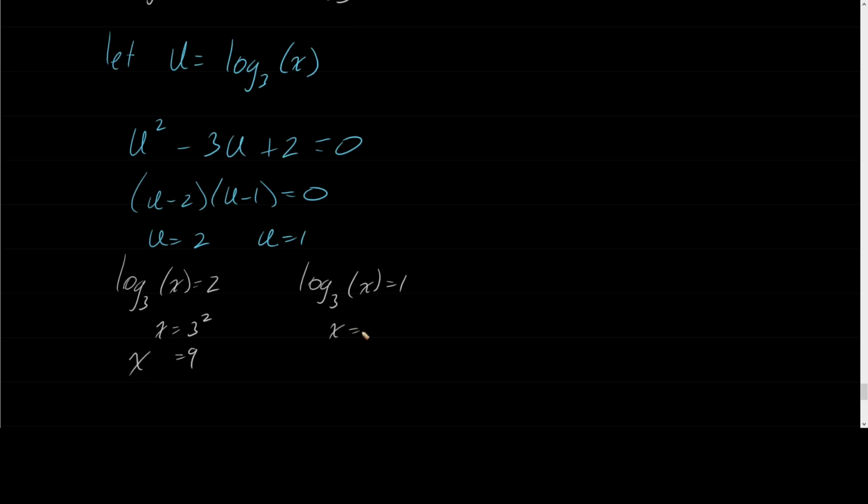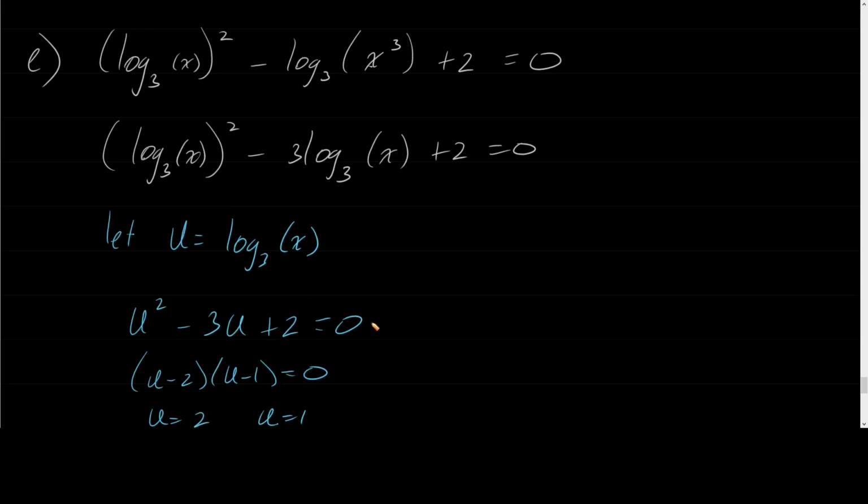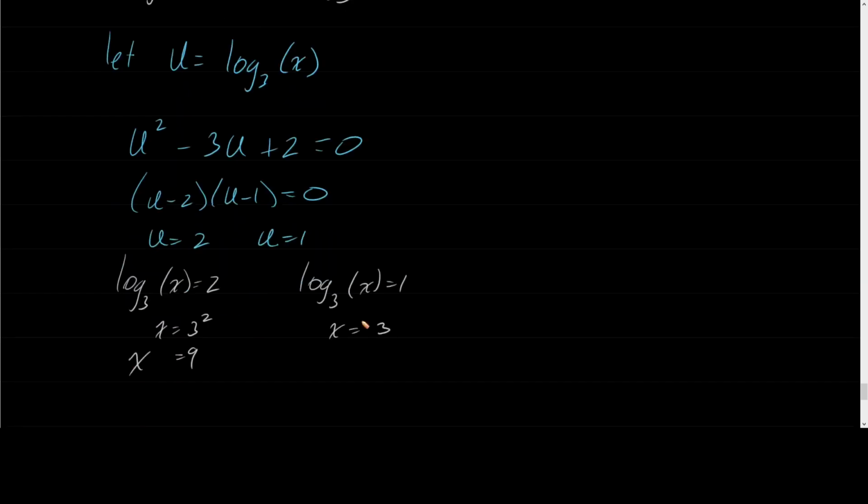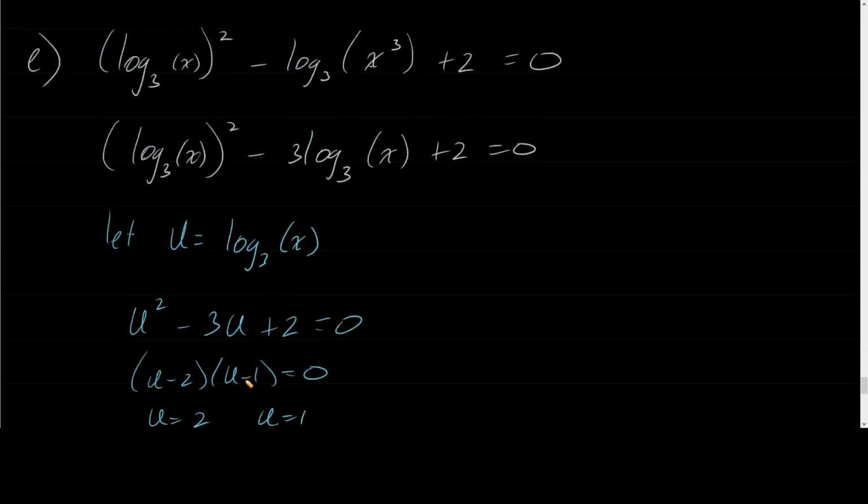Or x is equal to 3 to the 1, which is just 3. And those both work, all right? Those both work. How come? Because from the very beginning, in here, the domain was x must be greater than 0. In here, it was x cubed must be greater than 0. But that's equivalent to you saying that x must be greater than 0. So both of these answers are greater than 0. We're good. All right, so that was E.